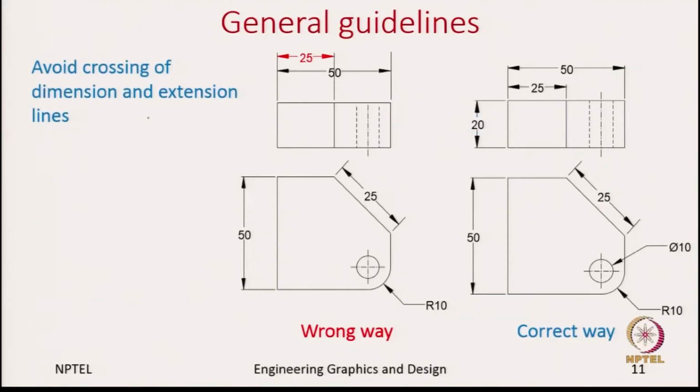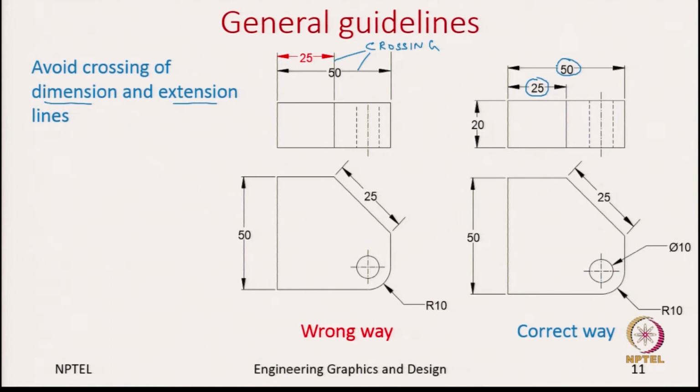The next thing is try to avoid crossing of dimension and extension lines. So, for example, here what is happening is this extension line is crossing this dimension line. We need to avoid this crossing. How can we do this? We can do this if we first dimension the smaller dimensions closer to the object and then dimension the larger numbers away from the object. So, you can use this technique so that they do not overlap with each other.